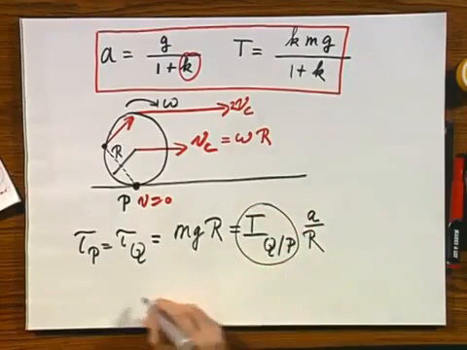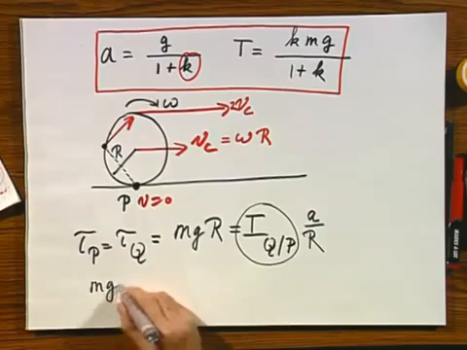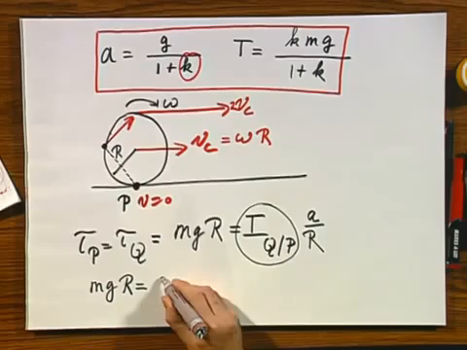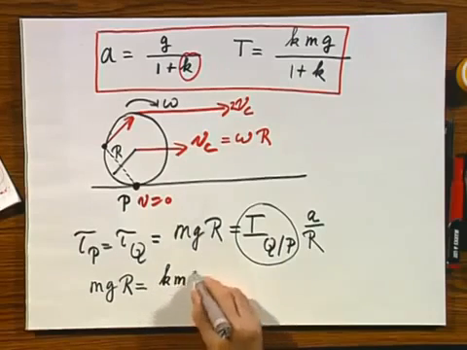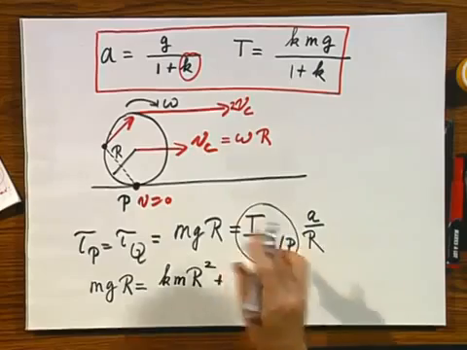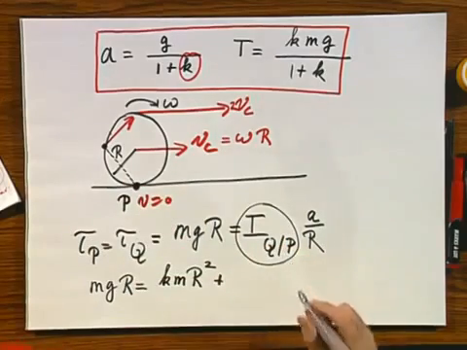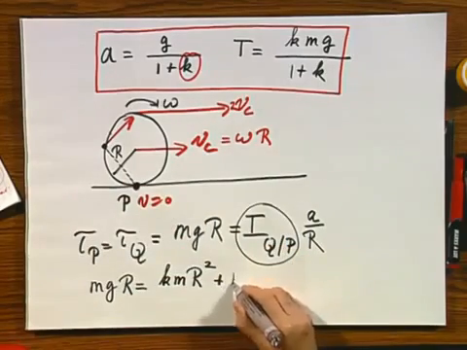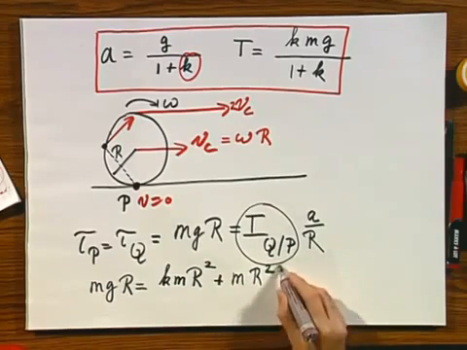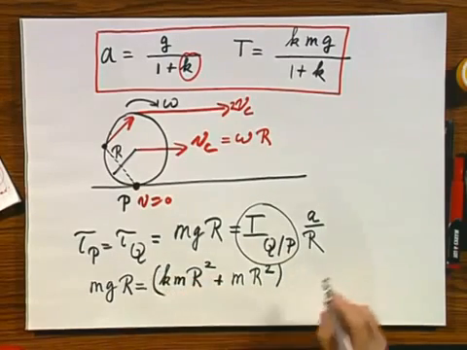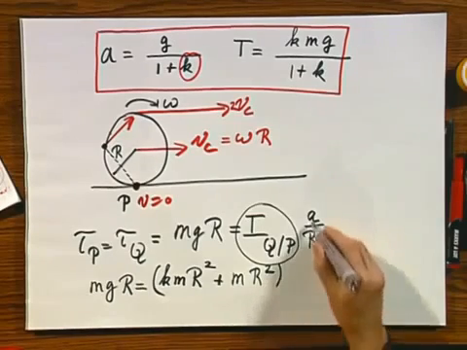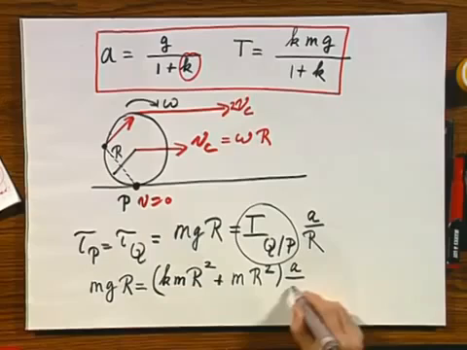We use the parallel axis theorem, and so we get mgr equals the moment of inertia about the center of mass, which is kmr squared, plus the distance to the new axis squared times the mass, so plus mr squared. This is simply an application of the parallel axis theorem. I have this times alpha now, and so this becomes times A divided by R.